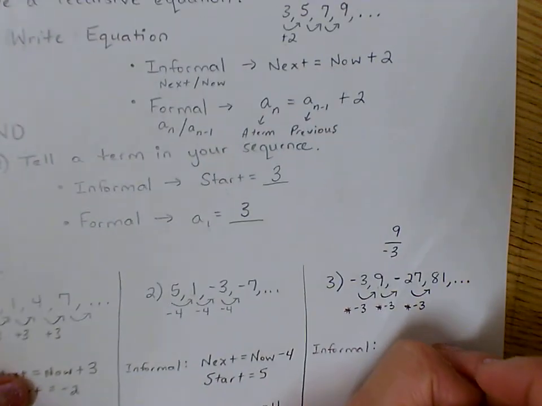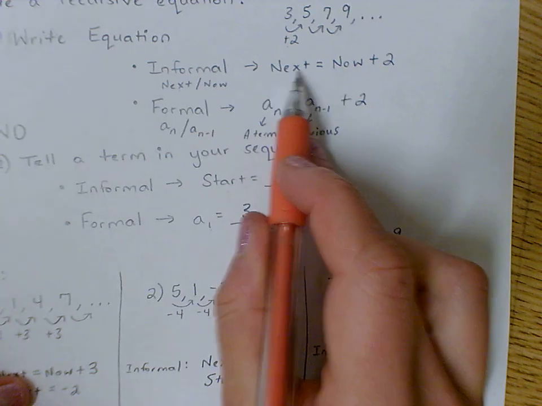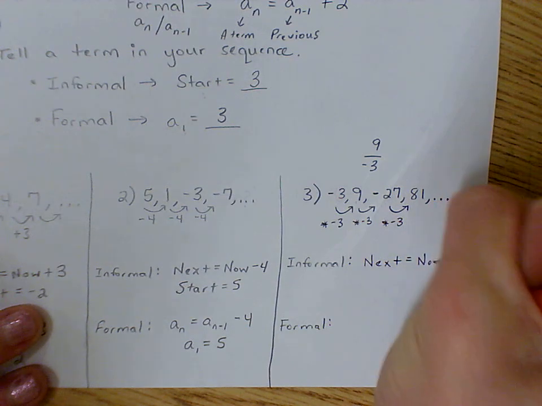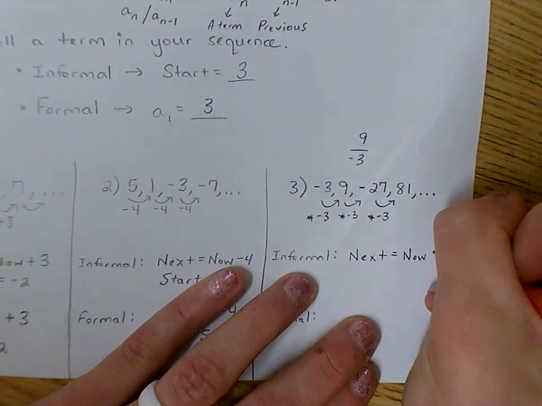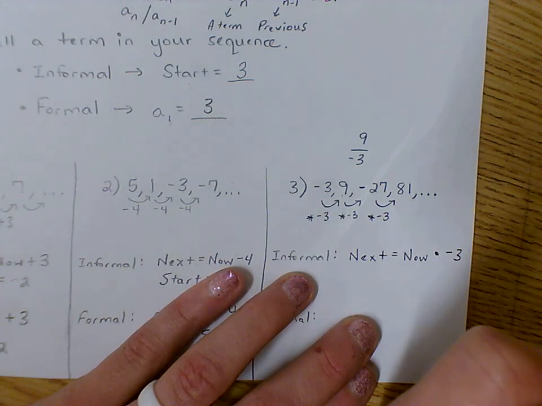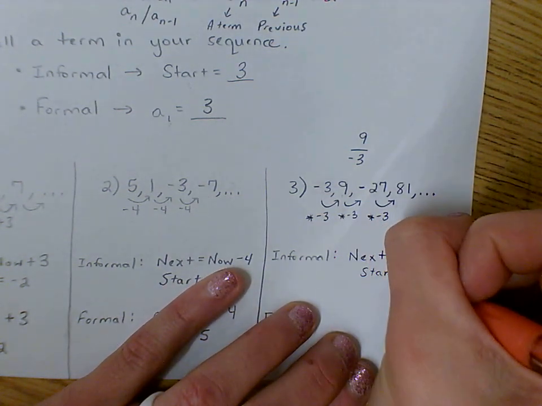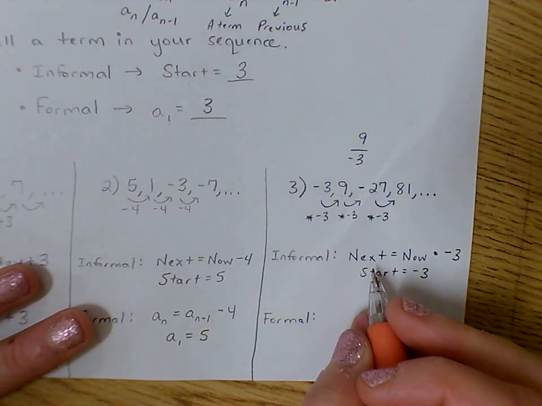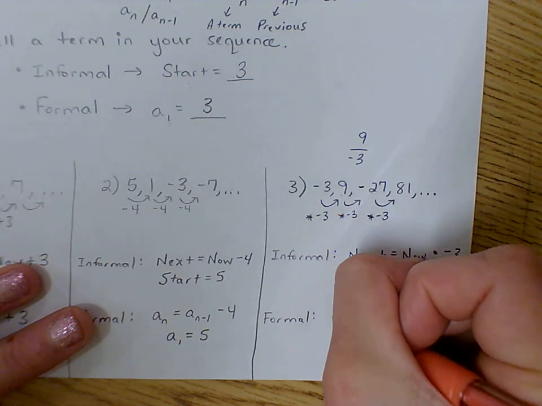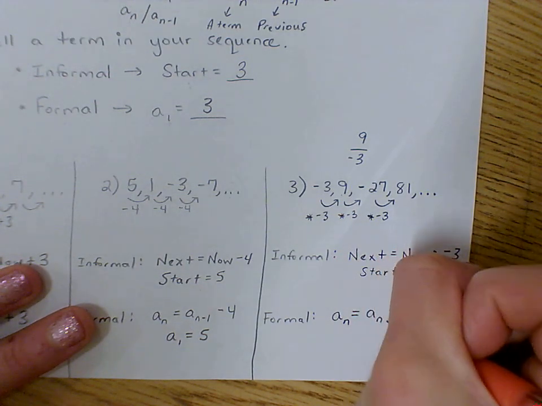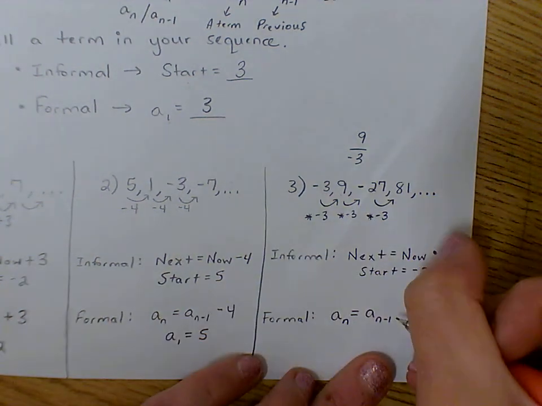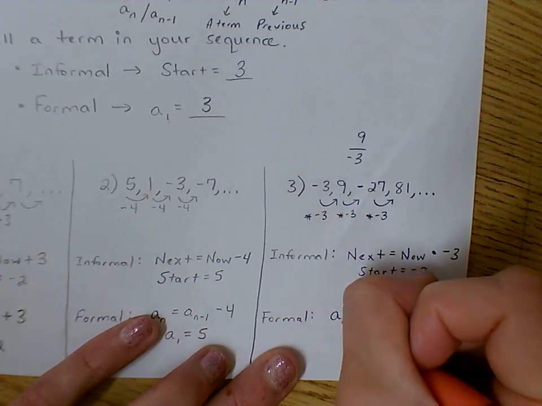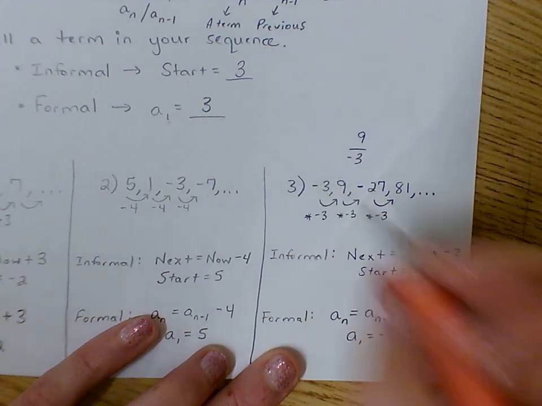So when we write the equation, to do it informally, you're going to write it like this. To find the next term, I'm going to take what I have now, and what am I doing to it? Well, I am multiplying this times negative 3, okay? And then the beginning term is negative 3, okay? So that's that way of writing it. And then the formal way, to find a term in my sequence, I have to take the term before it, and in this problem I'm multiplying by negative 3, so I'd have to take the term before it and multiply by negative 3. And then the first term would be, well, my first term is negative 3, so it'd be negative 3, okay?